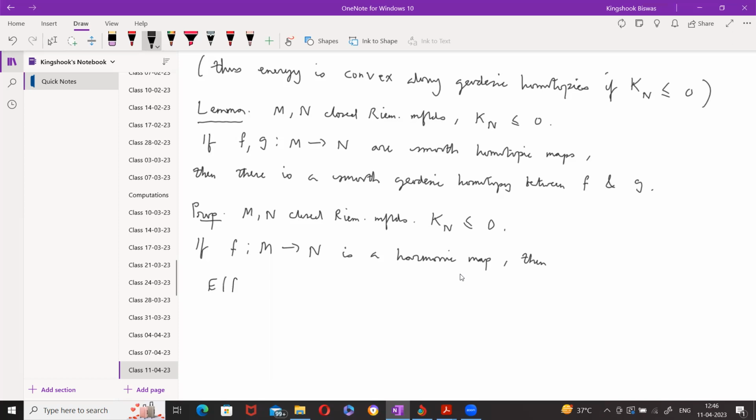So the energy of F is the infimum over G, smooth maps from M to N such that G is homotopic to F, of the energy of G. Okay, so F has minimum energy in its homotopy class.